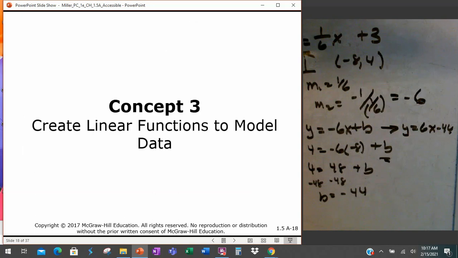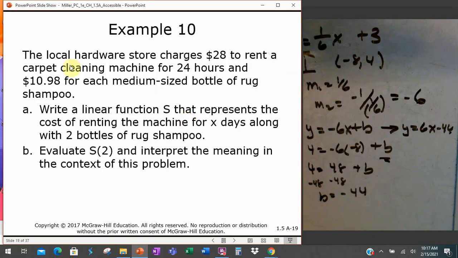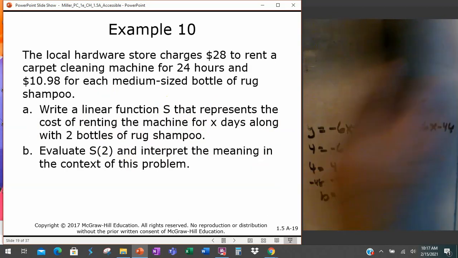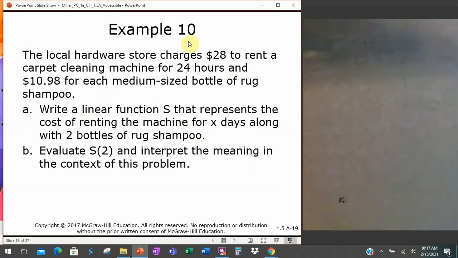Okay, so here's some application, and this is our business application for this one. It says the local hardware store charges $28 to rent a carpet cleaning machine for 24 hours and $10.98 for each medium-sized bottle of rug shampoo. Write a linear function S that represents the cost of renting a machine for x days along with 2 bottles of rug shampoo, and then evaluate S(2) and interpret the meaning in the context of the problem. What does it mean in terms of what you would pay?